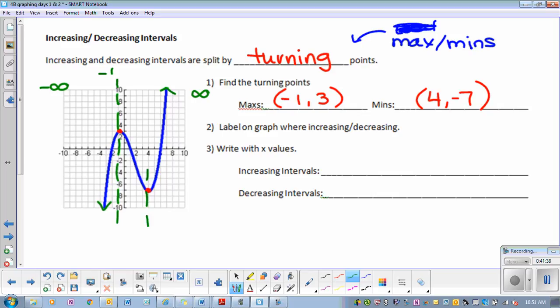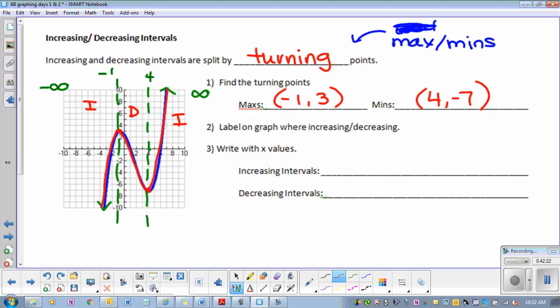Now this other one, the local min, I'm going to draw a line through that local min, and then we're going to see what x number this line goes through. 4, right? And then from here, we can do our increasing and decreasing. So from the left to the right, what is this graph doing from negative infinity to negative 1? It's going up. Increasing. Good. What is this doing from negative 1 to 4? Decreasing. And what's it doing from 4 to infinity? Increasing.